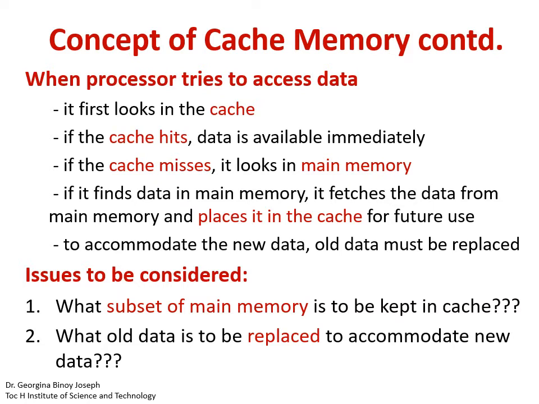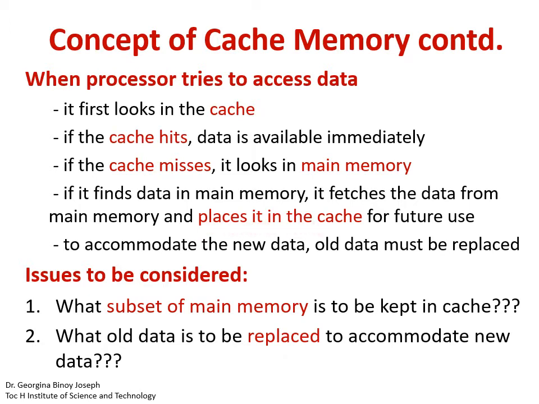Now, if the cache misses, what is a cache miss? That is, the data that the processor is looking for is not available in the cache, then it has to look for it in the main memory. If it finds the data in the main memory, not only does the processor use that data, it fetches the data from the main memory and places it in the cache for future use.